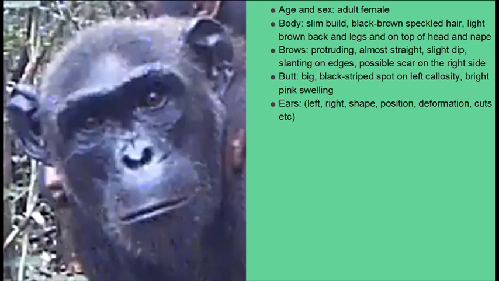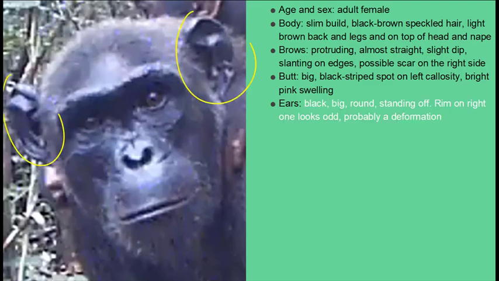Describe the shape and position of both the right and left ears if visible. You should note if there is a deformation, such as a fold in the ear, or any cuts. Her ears are black, big, round, and they stand off from the head. The rim on the right ear looks odd, and it's probably a deformation.